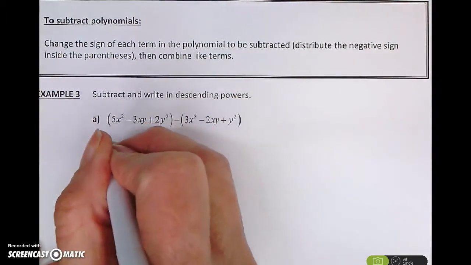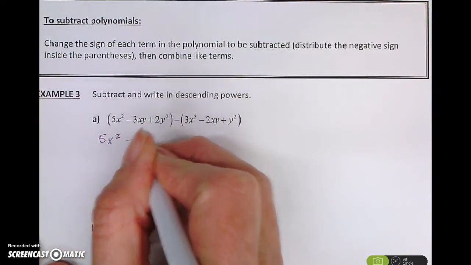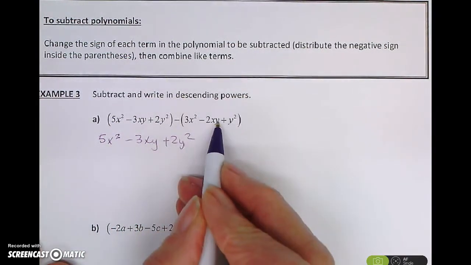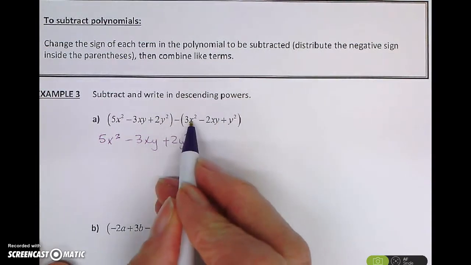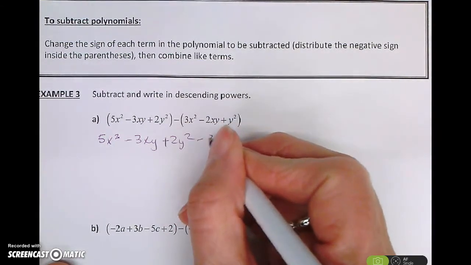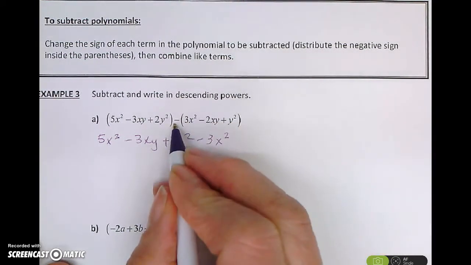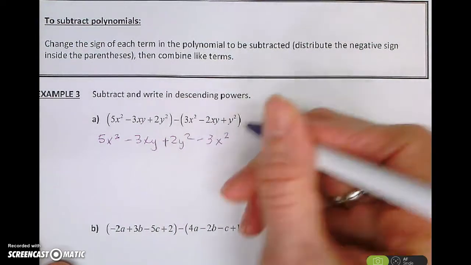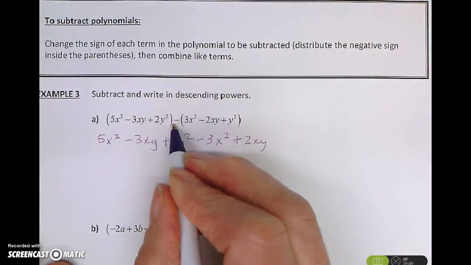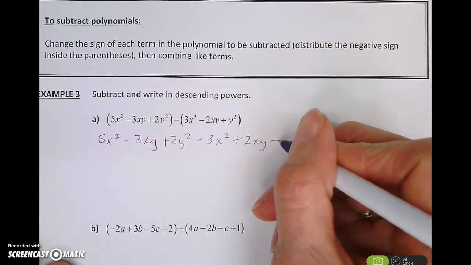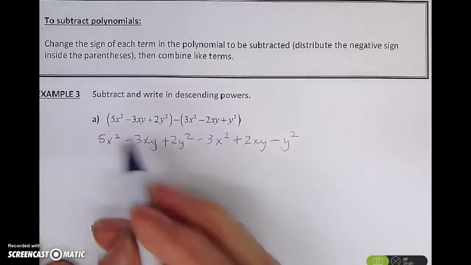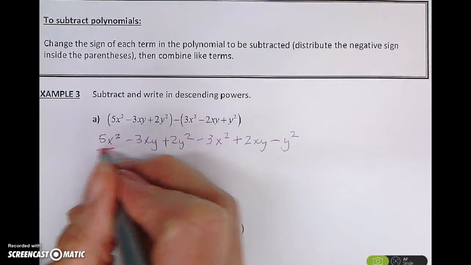So I'm going to have 5x to the second minus 3xy plus 2y squared, and then I'm going to subtract the following polynomial. So I'm going to distribute this minus sign in. So I have minus 3x squared, which I'm going to write. I have a negative 2xy, which is going to make plus 2xy, and then I have a positive, which is going to be minus y squared. So distribute the minus sign through, and now I'm going to come back and combine like terms.